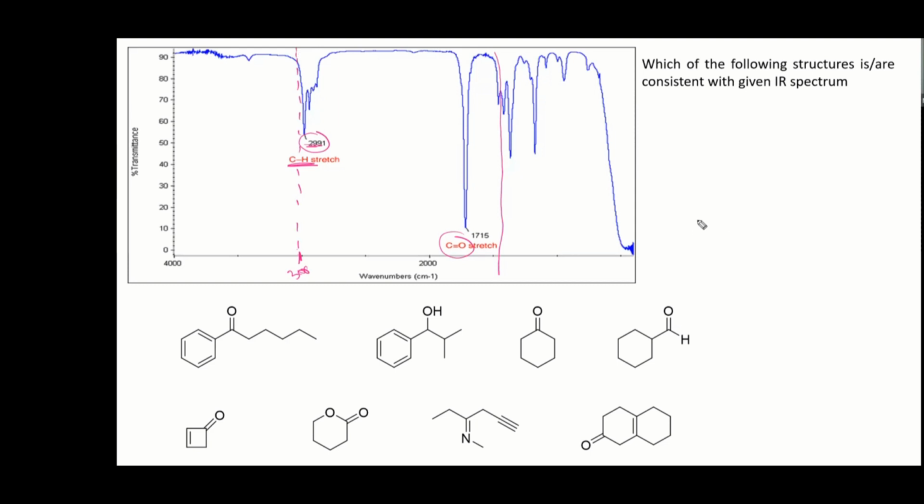Okay, stretching, you're talking about CH stretching in and out. You're not talking about bending or any other modes of vibration. You have a carbonyl that has a signal at 1715. So based on that, I just want you to answer one question. Do you think it could be this structure? What do you guys think?